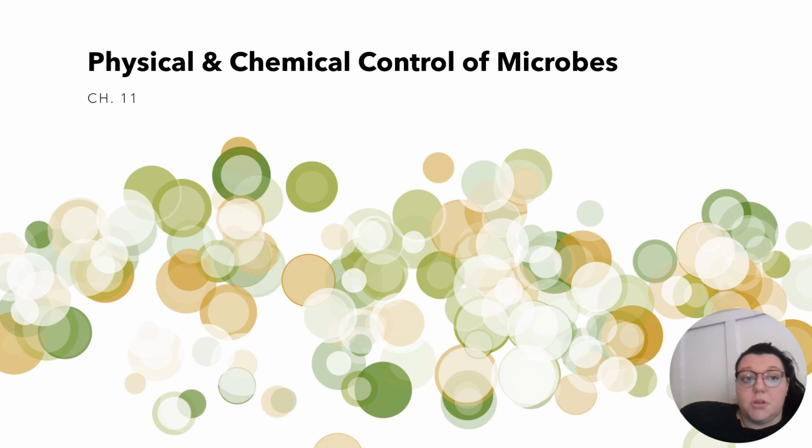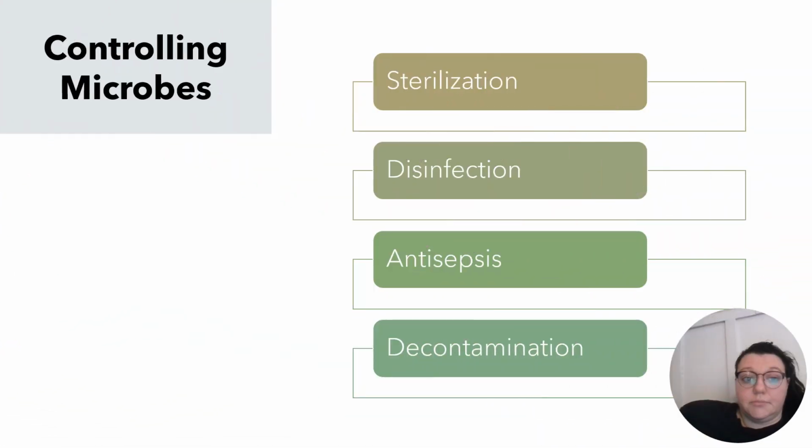to do Chapter 11, Physical and Chemical Control of Microbes, because without adequately knowing how to control microbes in the way they need to be controlled, they would just overrun. So first we'll get into the different ways we control these microbes. These are through means of sterilization, disinfection, antisepsis, and decontamination. We'll get a little bit into those in the next slides and go over which ones are which.